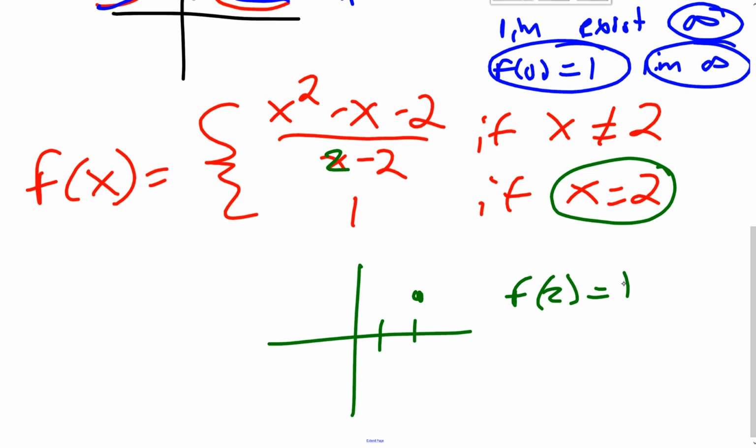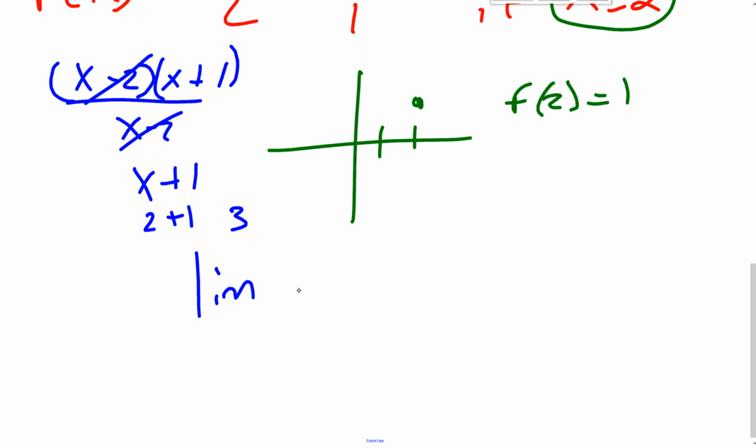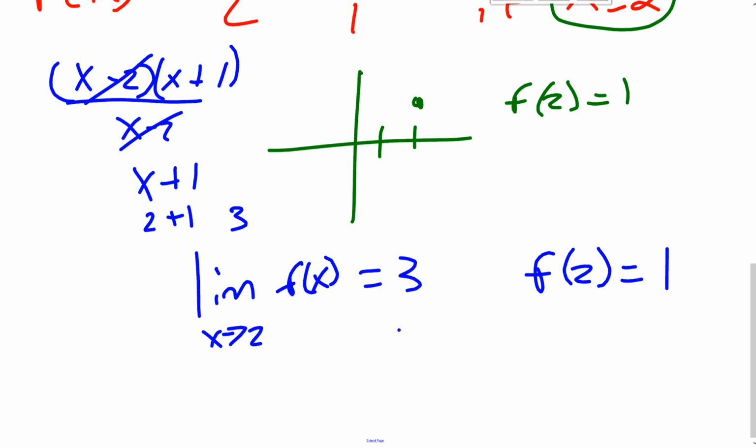But the limit, as we look at this one, I can simplify, I could factor that: x minus 2 times x plus 1, and the bottom is x minus 2. So the x minus 2 factors out, and I can go ahead and plug in 2, so I get 3. So the limit equals 3. We'll just say the limit of f of x equals 3 as we go towards 2. But f of 2 equals 1. Because these are not the same, by condition 3, it doesn't work. Or, sorry, it's not continuous.